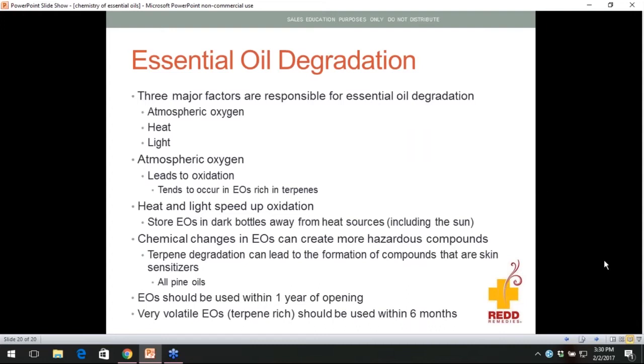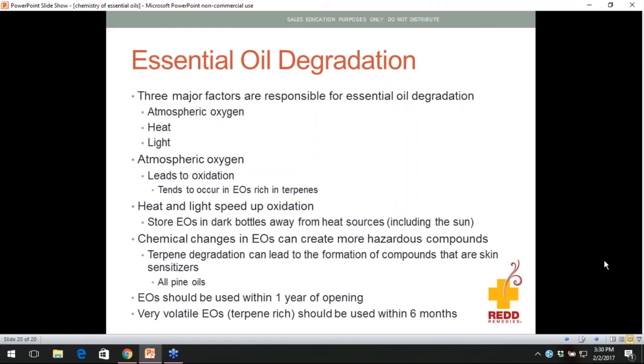Now, let's talk about degradation, because essential oils are volatile fractions of the plant. So the 3 major factors are oxygen, heat, and light. And the reason why those are a problem is that they all lead to oxidation of the essential oils. Now, the problem with oxidation is that those chemical changes in the molecules of the essential oils actually create more hazardous compounds. So it makes them more toxic.